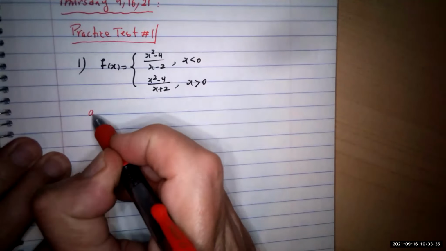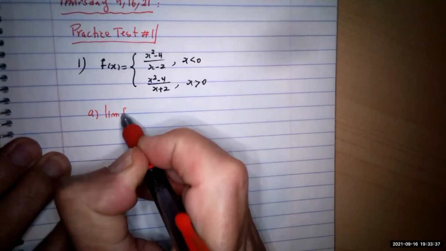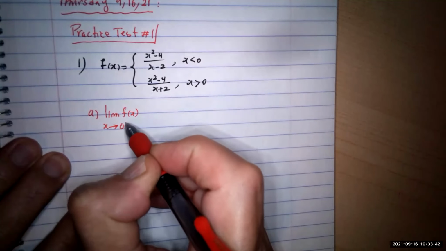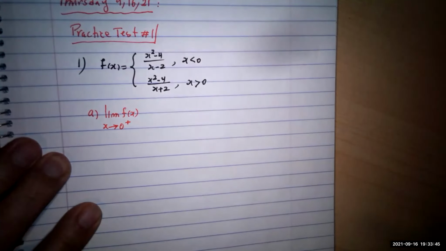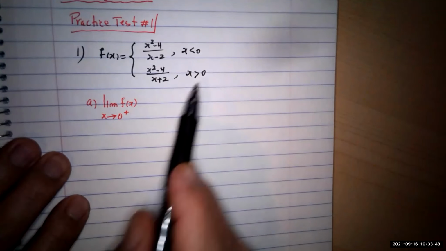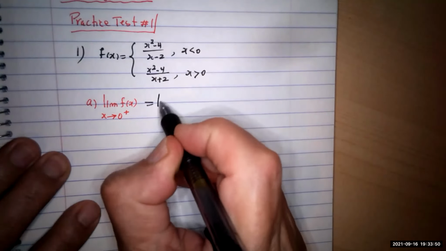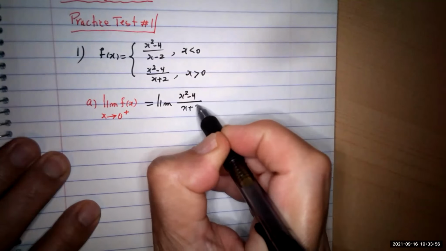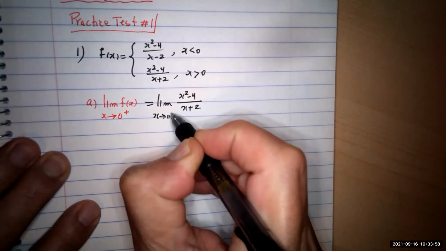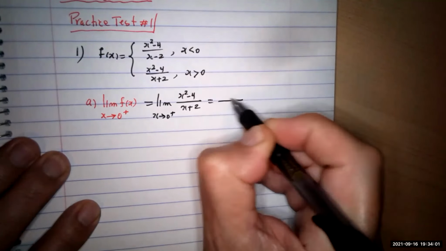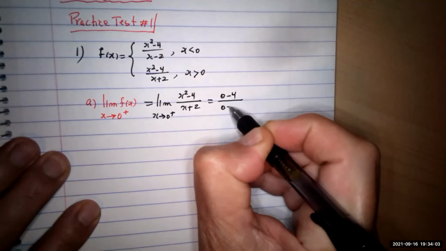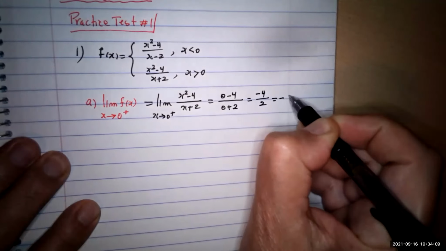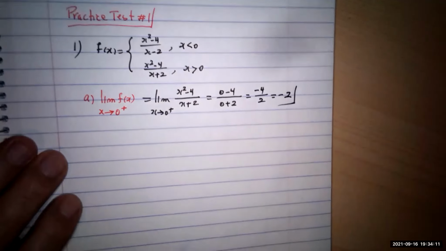The first part, read it carefully. You'll be given the limit of f of x when x goes to 0 positive. That's it. You know that x goes to 0 positive means x is greater than 0, so we have to use the second part. So it's going to be equal to the limit of x squared minus 4 over x plus 2, when x goes to 0 positive. The number is 0, so you substitute: 0 minus 4 over 0 plus 2. So that gives you negative 4 over 2, which is negative 2. So that's going to be the right limit.